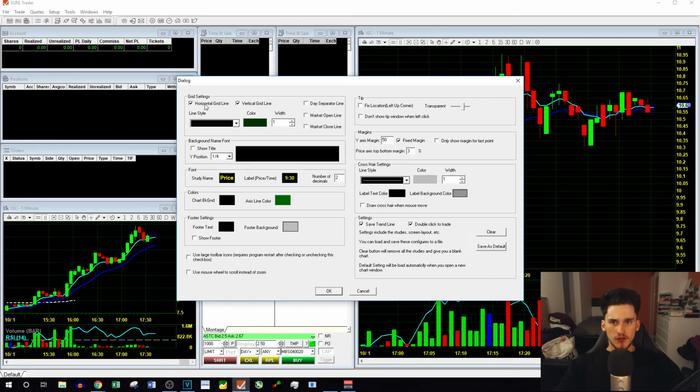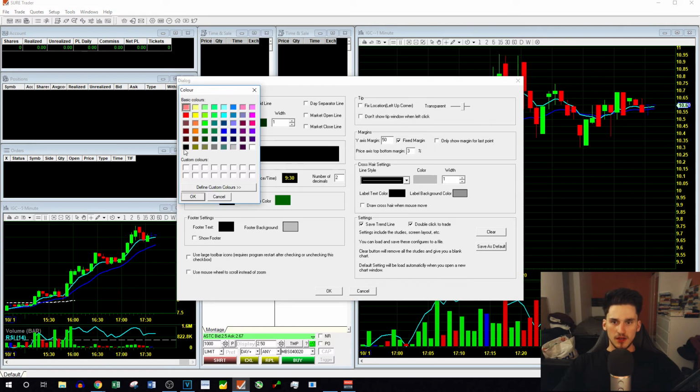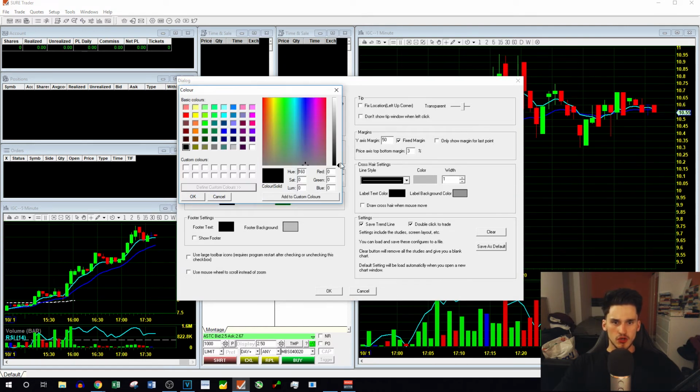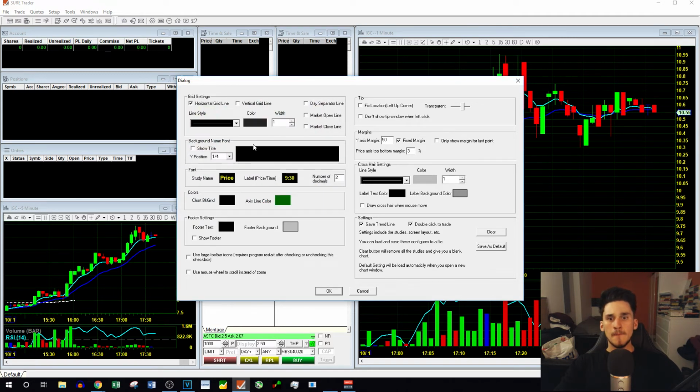So on here, I've got the horizontal line, and I take the vertical line off. I change my color to just under, so about a dark grayish color. And on here, this is where I save the trend line. So any trend lines that I make will save onto the chart, so when I come back to them, those horizontal, those verticals, those ray lines, they've all saved. And I double click to trade.